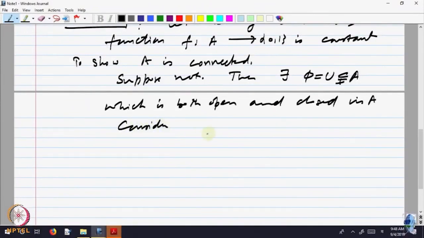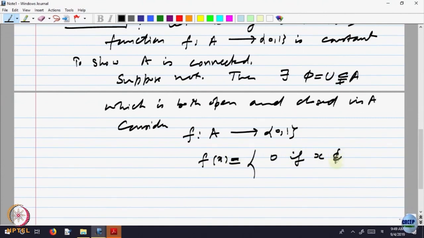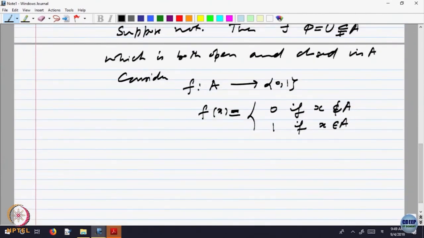Let us look at the function f defined on A taking values in {0, 1}. We have a set U which is both open and closed. It is proper. It is non-empty. So define f of x to be equal to 0 if x does not belong to U, and if x belongs to U, then put the value to be equal to 1. So it is defined everywhere on A, right? Okay. Is this function continuous?